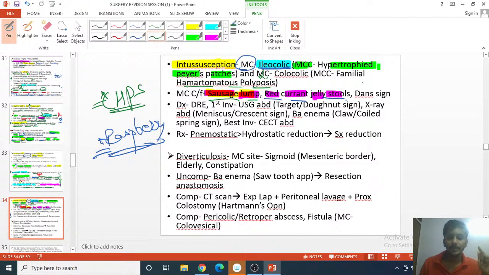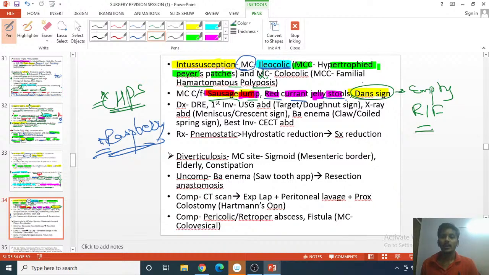And then there would be a Dance sign. Dance sign is felt on palpation. What is Dance sign, anybody? Dance sign is your empty right iliac fossa. Because of the invagination, there would be an empty right iliac fossa, and this is known as your Dance sign. Please remember, Dance sign is seen in cases of intussusception. It is nothing but your empty right iliac fossa.